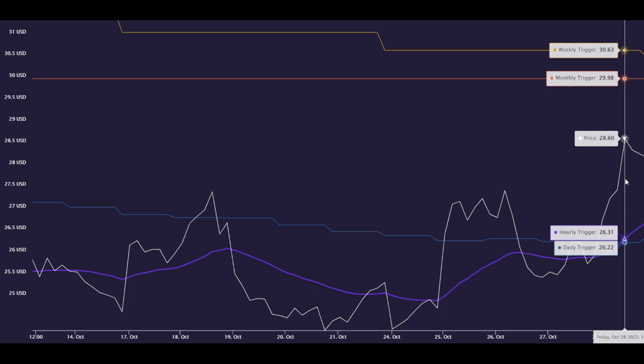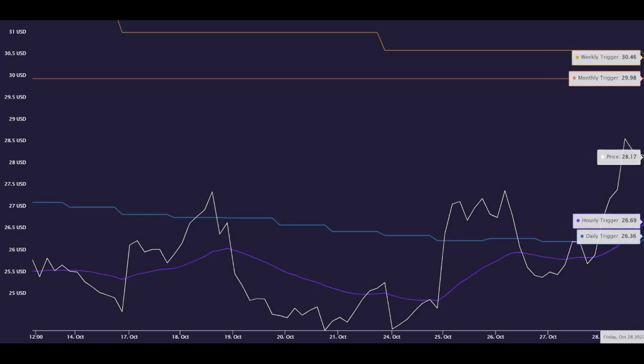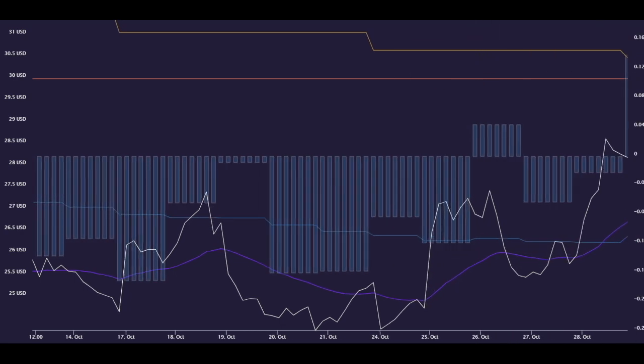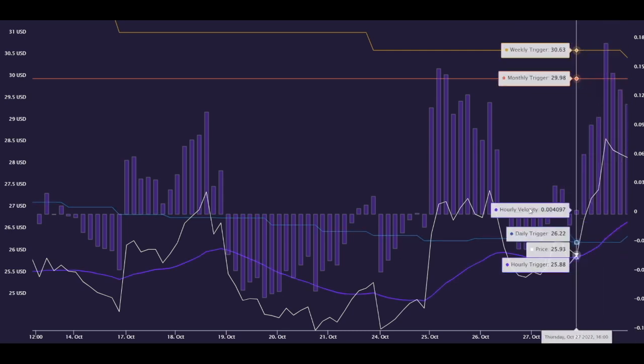So after you have trigger crosses like this, it's very common to get a counter trend move back down either to the hourly trigger or all the way to the daily trigger. If we get that kind of move, that's going to be an excellent buying opportunity, because with the positive daily velocity and the positive hourly velocity, we know this should hold for us.